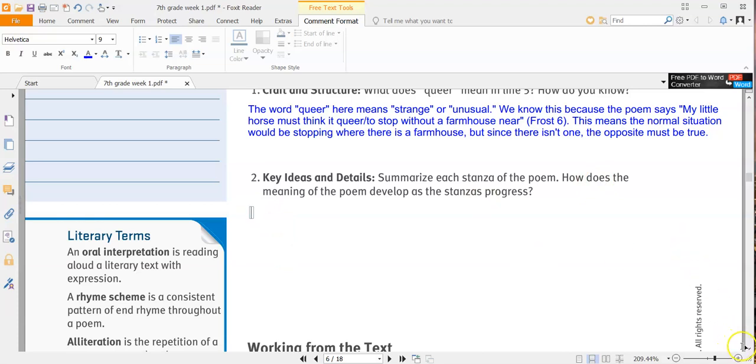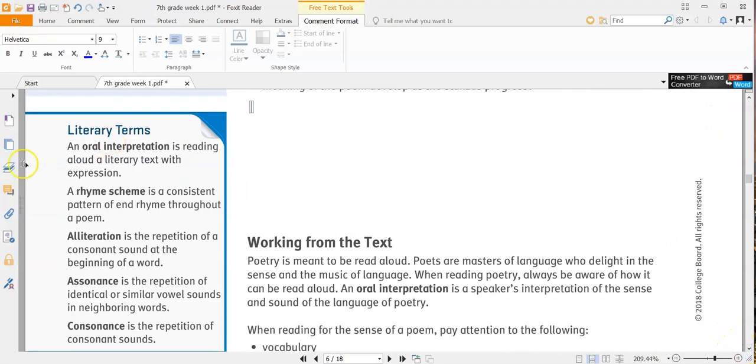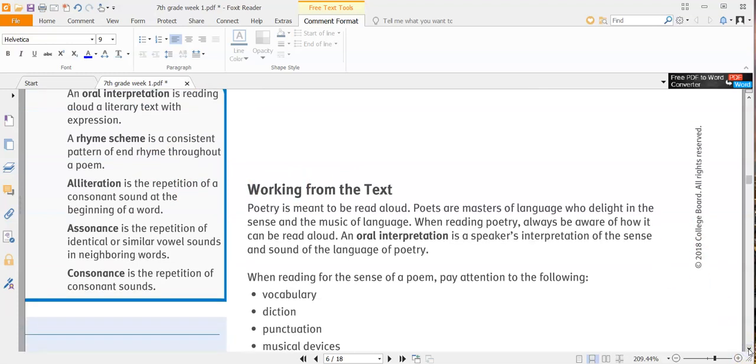All right, now notice here on the side, it defines some of those literary terms that it had in the beginning of the section. It says, an oral interpretation is reading aloud a literary text with expression. So that means you're varying the way that you're speaking. The second one says, a rhyme scheme is a consistent pattern of end rhyme throughout a poem. Alliteration is the repetition of a consonant sound at the beginning of a word, like "the boy bounced the basketball" is an example of alliteration. Assonance is the repetition of identical or similar vowel sounds in neighboring words. For example, "Ashley Gaska" is a representation of assonance because it repeats that ah sound.